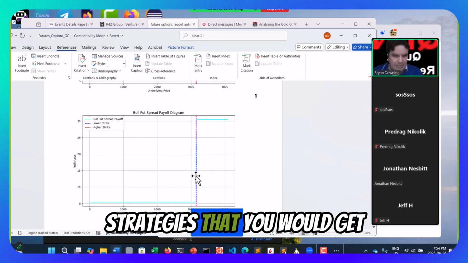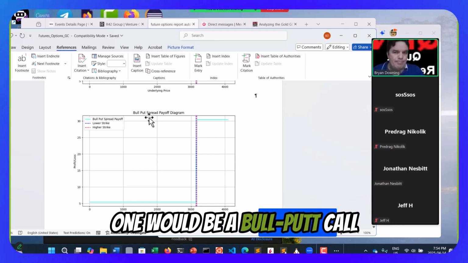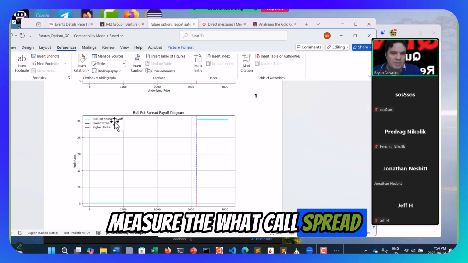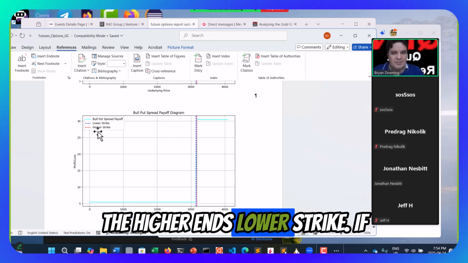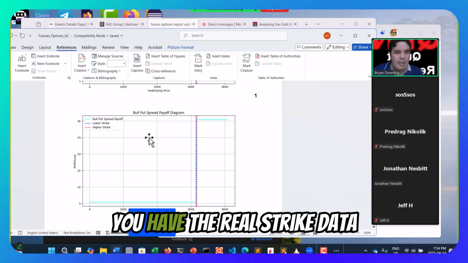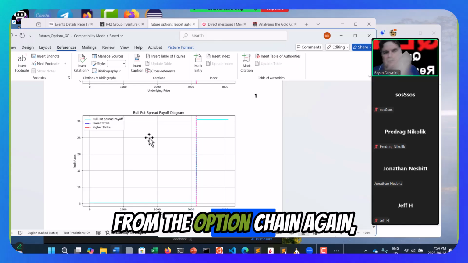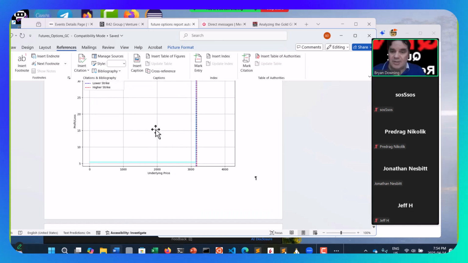And these are strategies that you would get on a trading platform. This one would be a bull put call spread. And see here, you can measure the put call spread payoff in this cyan, along with the higher end, lower strike. If you have the real strike data from the option chain, again, that's where you've got to spend your thousands of dollars per month.